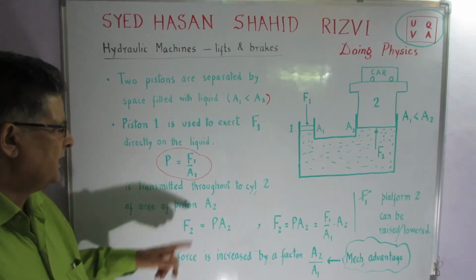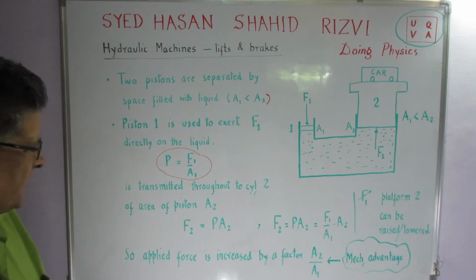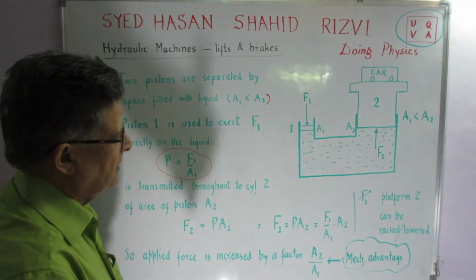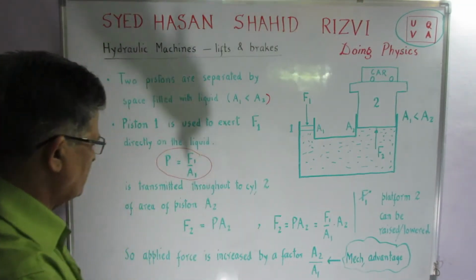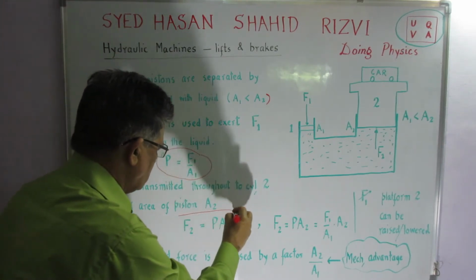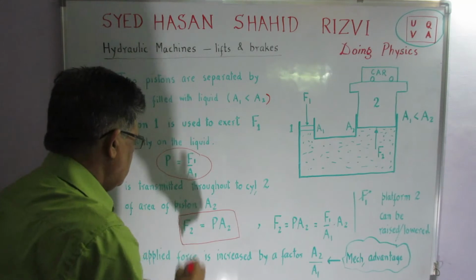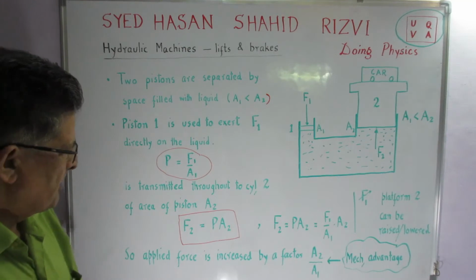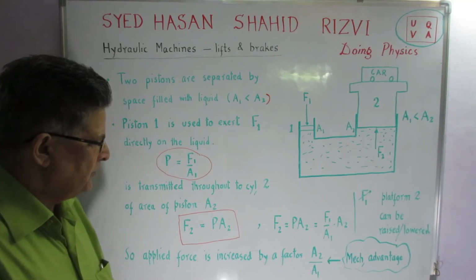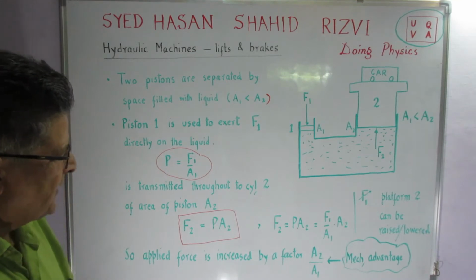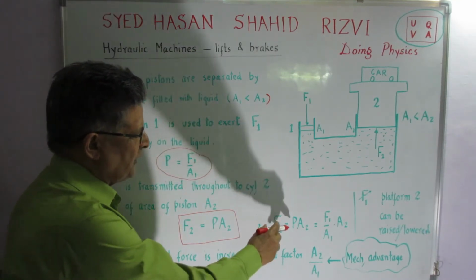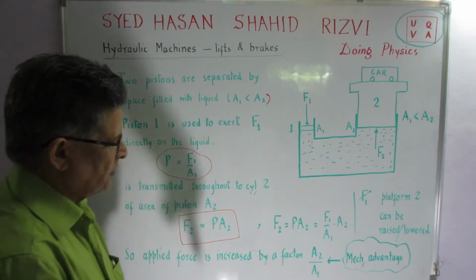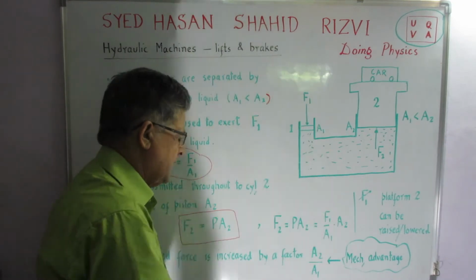So what I can write is that this force, which is applied in the upward direction because of the application of F1, becomes F2 equal to P multiplied by A2. This is according to Pascal's law, which I just discussed with you. So F2 is equal to P A2, and for P I substitute F1 upon A1, so this becomes F1 upon A1 into A2.